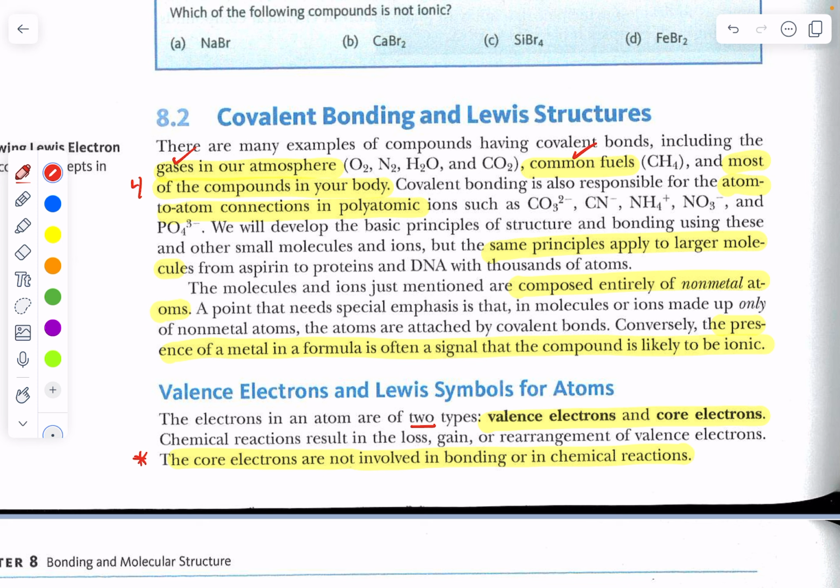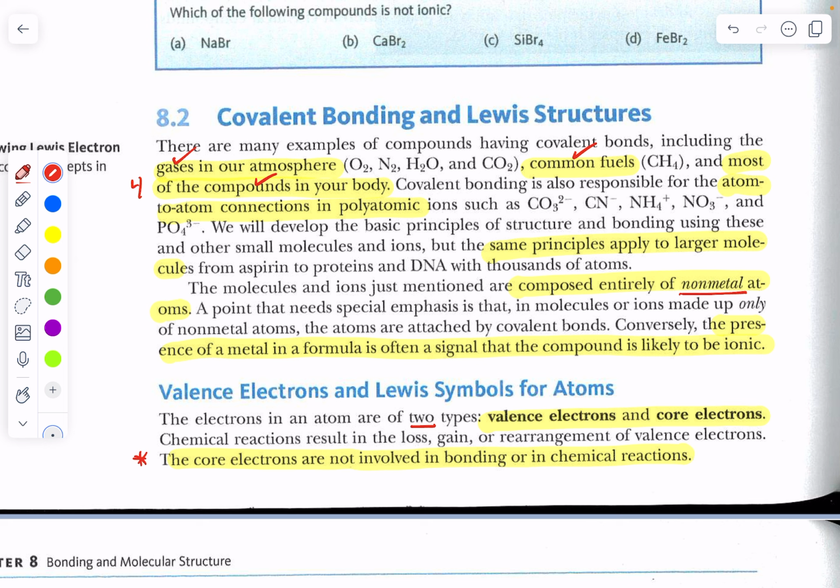Fuels, again, covalent compounds, hydrocarbons like octane in our gasoline or propane or butane in a butane lighter. Most of the compounds in your body, your proteins and your carbohydrates and your fatty acids and oils and lipids and your nucleic acids like the aforementioned DNA and RNA, these are all covalent compounds. In fact, you don't really expect to see anything except covalent compounds whenever you're working with an element that's almost all nonmetals.